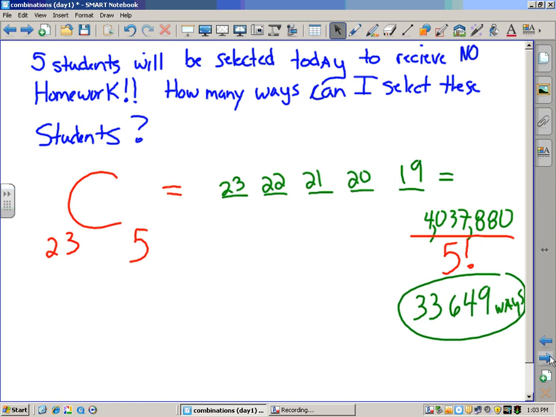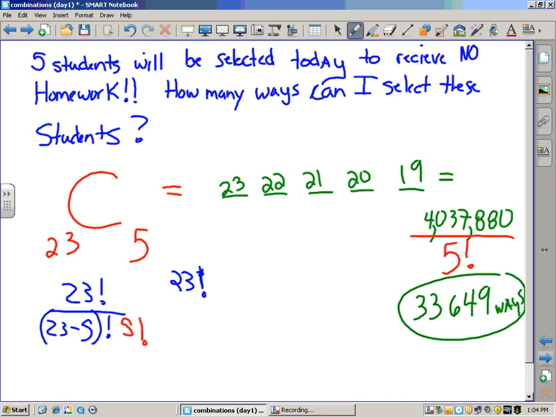Alright, so if you're back here and you're saying, couldn't I have just used the formula? 23 factorial over, just be careful. I have a lot of people put 23 factorial over 5 factorial. It's 23 minus 5, that factorial, and then you have to add on that special 5 factorial that's in there. So yes, it's 23 factorial over 18 factorial times 5 factorial.